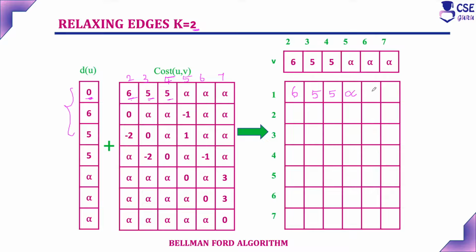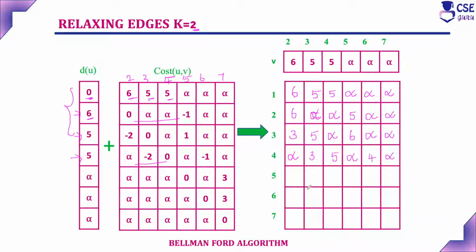0 plus infinite, infinite. Similarly, second row, 6 plus the corresponding values. So 6 plus 0, 6. 6 plus infinite. Again 6 plus infinite. 6 minus 1 is 5. 6 plus infinite. 6 plus infinite. Next, 5 minus 2, 3. 5 plus 0. Then 5 plus infinite. 5 plus 1, 6. 5 plus infinite. 5 plus infinite. Next row, 5 plus the corresponding values. So 5 plus infinite, 5 minus 2, 3, 5 plus 0, 5, 5 plus infinite, 5 minus 1, 4, 5 plus infinite.